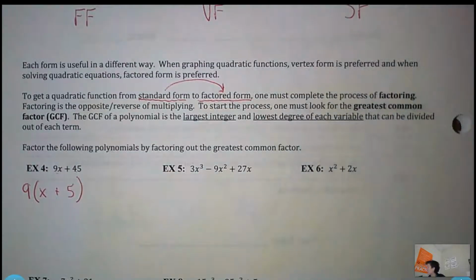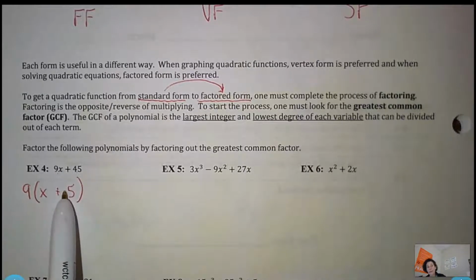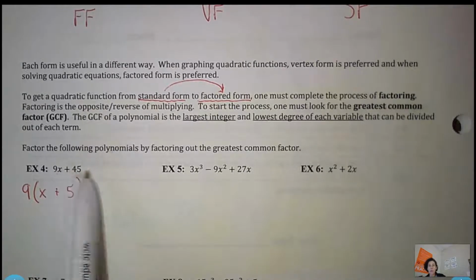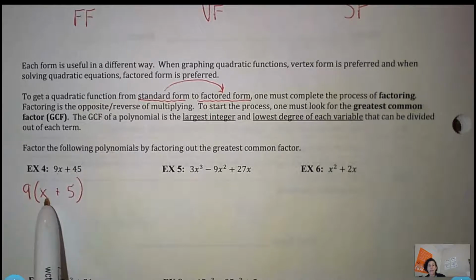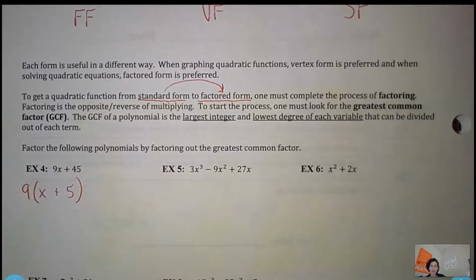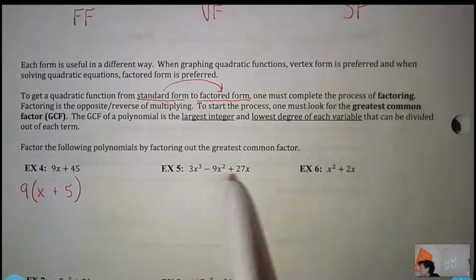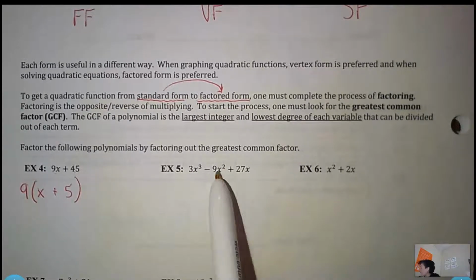So essentially what we're doing is we're finding who are the neighbors that met to get to 9x plus 45. When I distribute this back in, I get 9x. When I distribute that back in, I get 45. So let's take a look at this one. What is my greatest common factor?